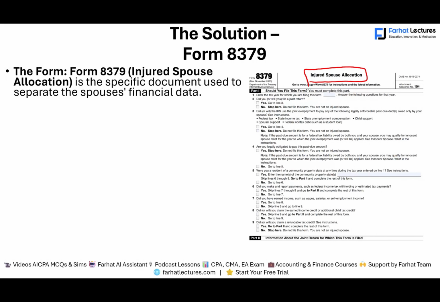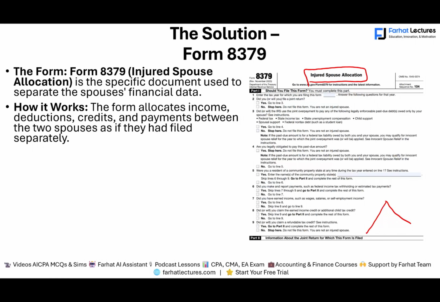So the Form 8379, the Injured Spouse Allocation, is a specific document used to separate the spouses' financial data. On this form, you would allocate what's yours and what's your spouse's. The form allocates income, deductions, credits, and payments between the two spouses as if they had filed separately. They would still file a joint return, but they will attach this form.